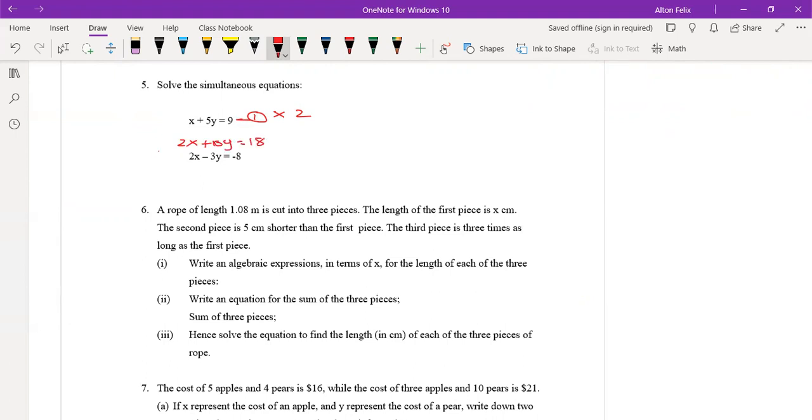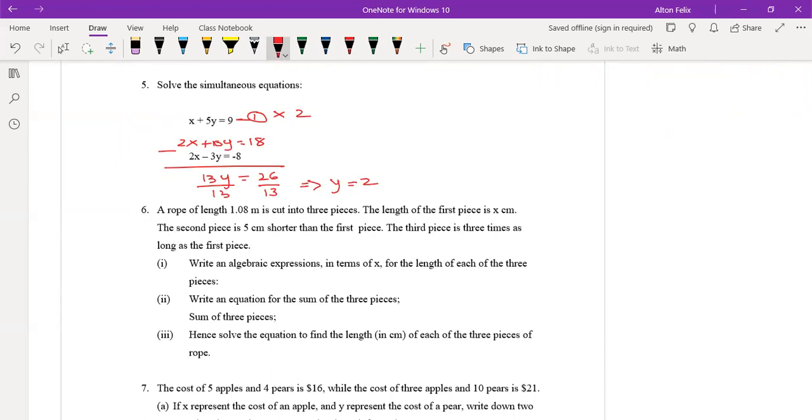We're going to use the elimination method. So we're going to subtract: 2x minus 2x will give us 0x. 10y minus 3y will give us 7y. And 18 minus 8 will give us 10. So we can easily solve for y by dividing both sides by 13. So here, we're told that y is equal to 2.